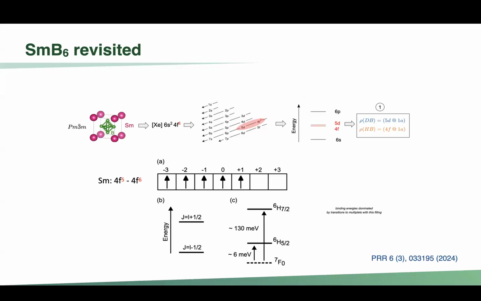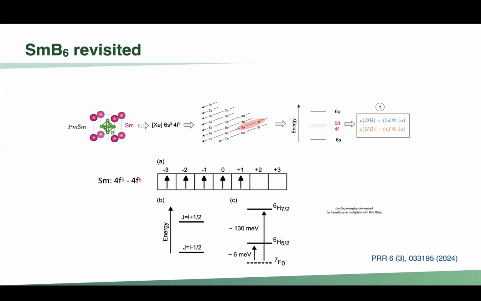So the first example we looked at was samarium hexaboride, because there were surface states measured by ARPES. And even though it's insulating in the gap, it has some contributions at the surface. And this could be one of the explanations.